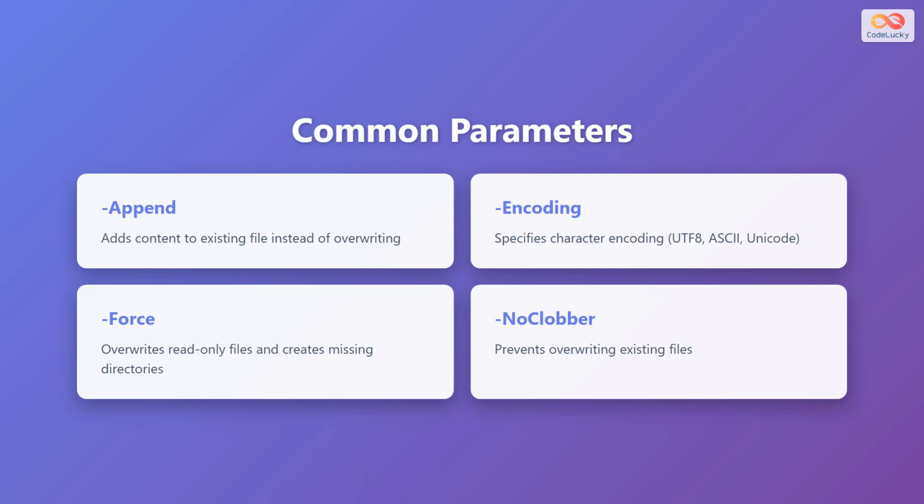Out-file offers several useful parameters that give you control over how files are created and written. The -append parameter adds content to an existing file instead of overwriting it, which is great for building logs over time. The -encoding parameter lets you specify character encoding like UTF-8, ASCII, or Unicode, ensuring compatibility with different systems and applications. The -force parameter overwrites read-only files and even creates missing directories in the path. And the -NoClobber parameter prevents you from accidentally overwriting existing files by throwing an error if the file already exists.